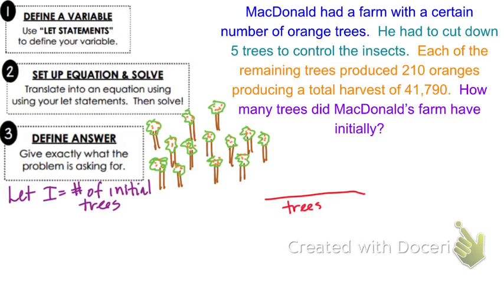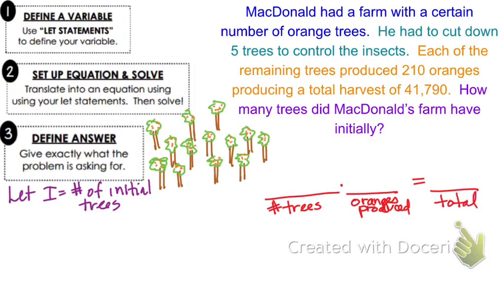Each of the trees produces... So this is like the number of trees. Each of the trees produces oranges. So I'm just going to say oranges produced. And then we multiply the number of trees times the number of oranges each tree produced. That's going to give us our total harvest.